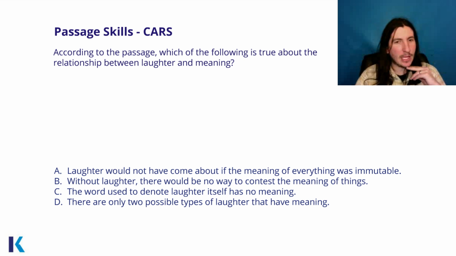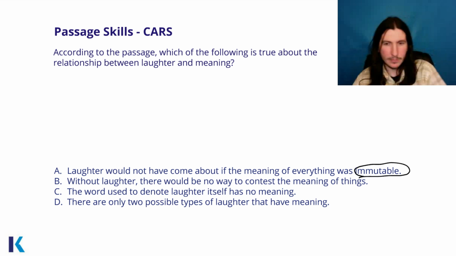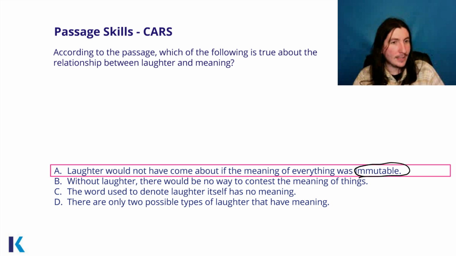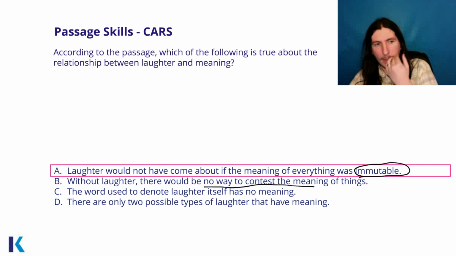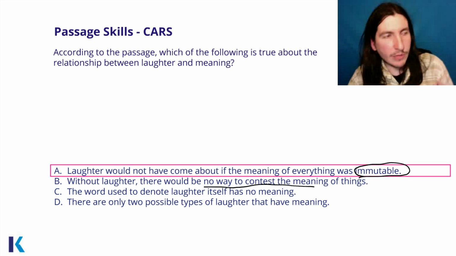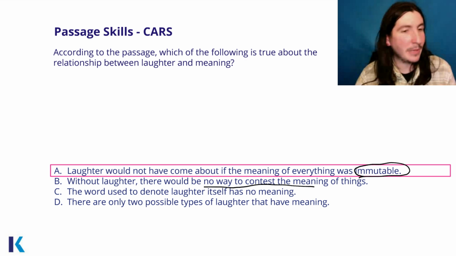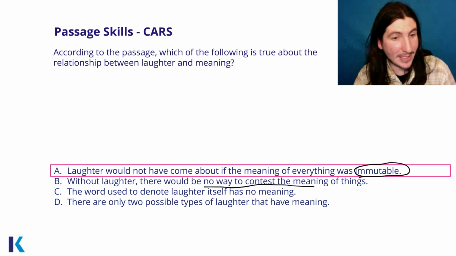A lot of people tend to avoid A because they're unsure of the word immutable. It means unchangeable. So laughter would not have come about if meaning couldn't change, is what A says, making A the right idea, making A the right answer. The rest of these, no way to contest the meaning of things, that's extreme. I say I disagree with the meaning of that. So there's no reason that laughter has to be the only way to contest the meaning of things. Nothing in the passage implies that at all.